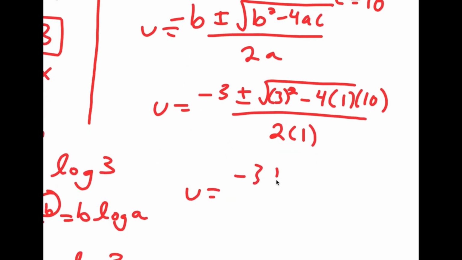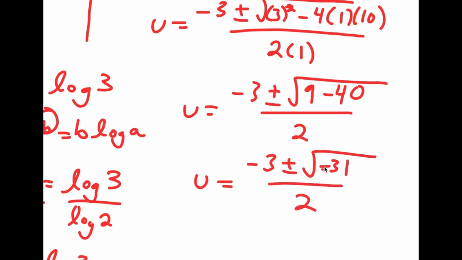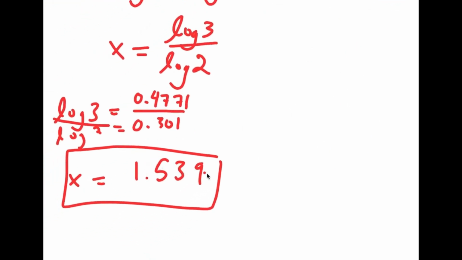And this gets me negative 3 plus or minus the square root of 3 squared, which is 9, minus 4 times 1 times 10, which is 40, all over 2, which is equal to negative 3 plus or minus the square root of negative 31 over 2. Now, the square root of negative 31, that's a negative number, so that doesn't work, meaning my only solution is 1.539.